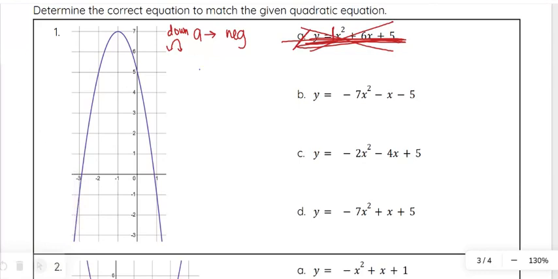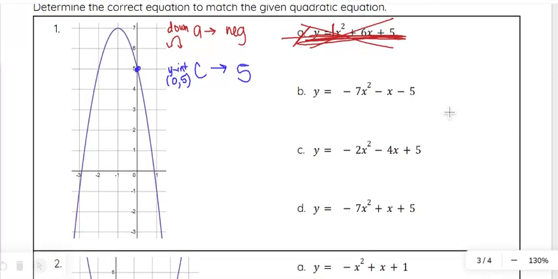Then I would move on to C. C, remember, we look at our y-intercept. Our y-intercept here is (0, 5). So if our y-intercept is (0, 5), then our C value needs to be 5. So that is not -5, that is +5. So that tells us that if we look at our C value, our constant, we can go ahead and eliminate B as an option because that's -5, and we don't want -5, we want +5.